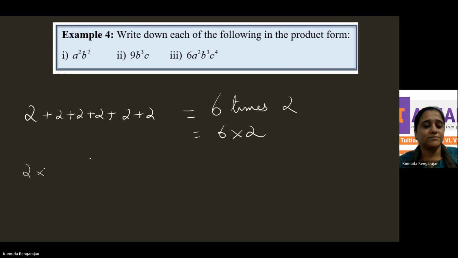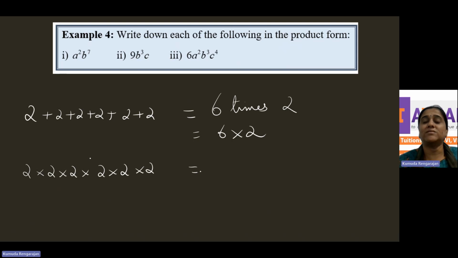Now what is this? Two is multiplied with itself 6 times. Not 2 powered by 6. 2 raised to the power 6. 2 power 6. So this is repeated multiplication to be written in the exponential form. So how many times? 6 times. That 6 will be the power. And what's the base? 2 will be the base.